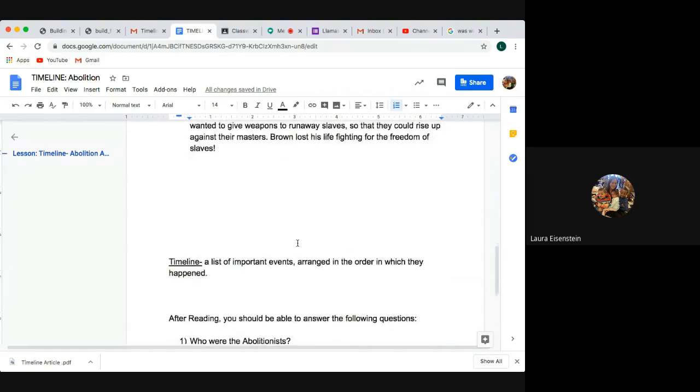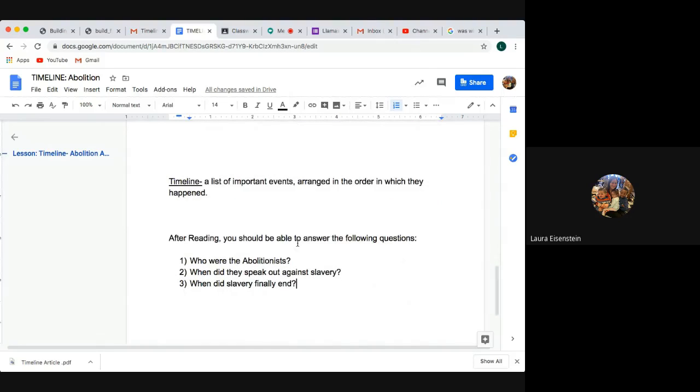So before we do that, I just want to review the definition of a timeline. And you guys are all familiar with timelines because we've worked with them in class. So remember that a timeline is a list of important events, and it's arranged in the order in which they happen. So we call this chronological order.